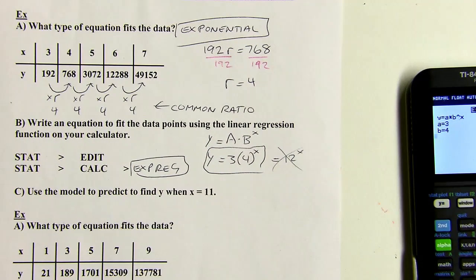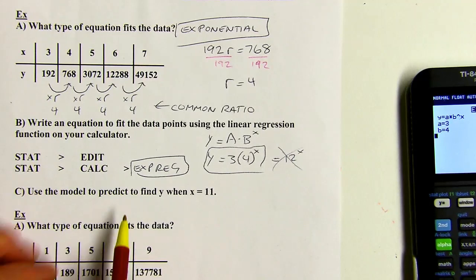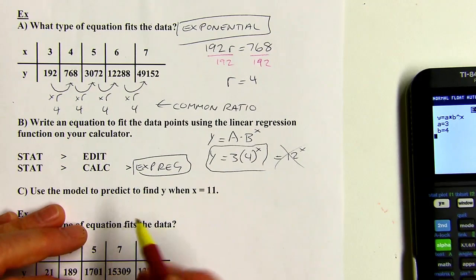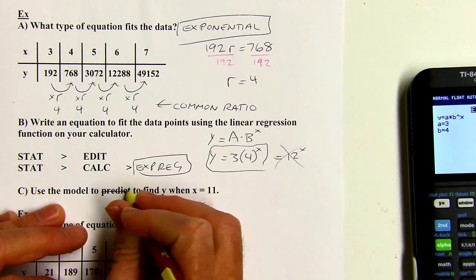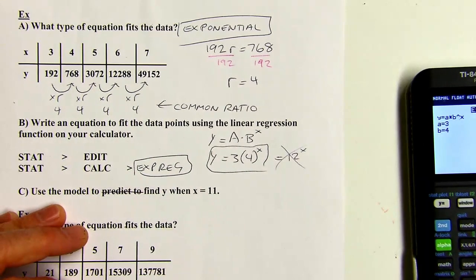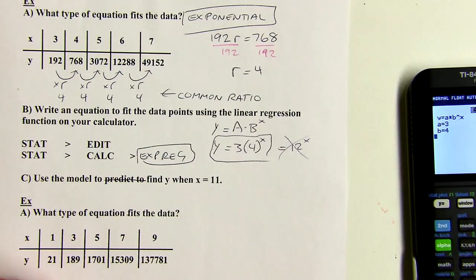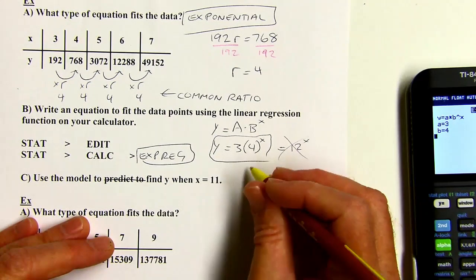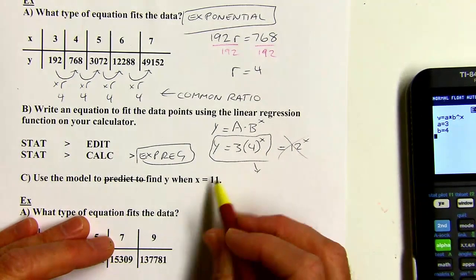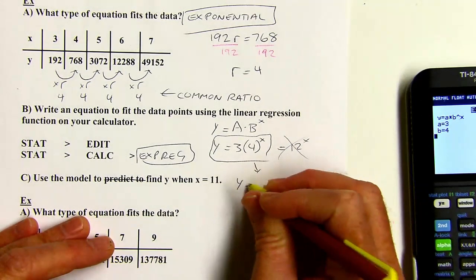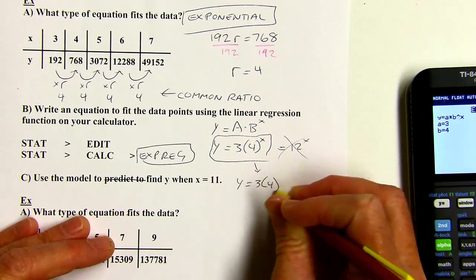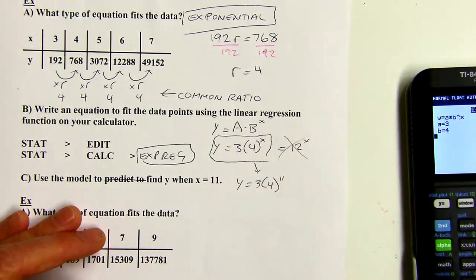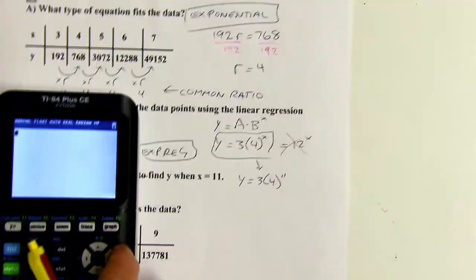Okay. All right, and then we're going to take this a step further. We're going to use this model to predict. Okay. Let's use this model to find y when x equals 11. I'll fix that typo. Okay, so we've got this function here, and I just need to plug in 11 for x. I've got the 4 right there already. So then I'm going to use my calculator to simplify that.